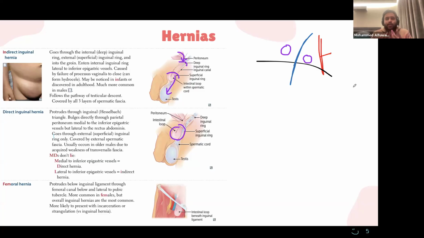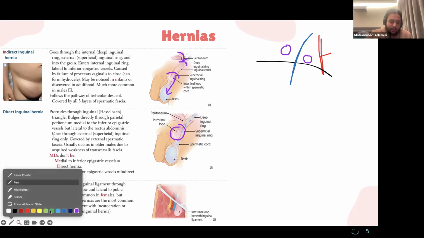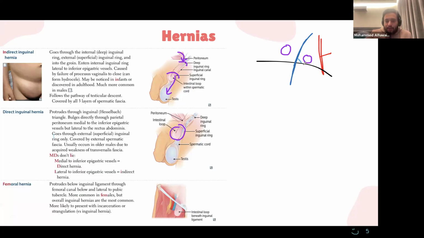The reason why you have a direct inguinal hernia is due to a muscular defect, a muscular weakness. Where is this muscular weakness? It's a weakness in the transversalis fascia. Where is this fascia? Here you have a triangle. I'm gonna change the color. Let's go with this. So here you have a triangle. Do you guys know what this triangle is called? Hesselbach's triangle. Good. So Hesselbach's triangle is formed by these three borders. Medially, you'll have the lateral border of the rectus abdominis.